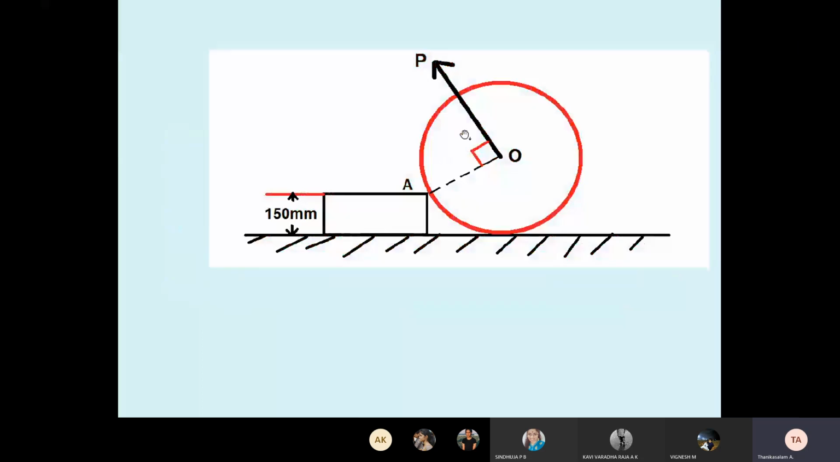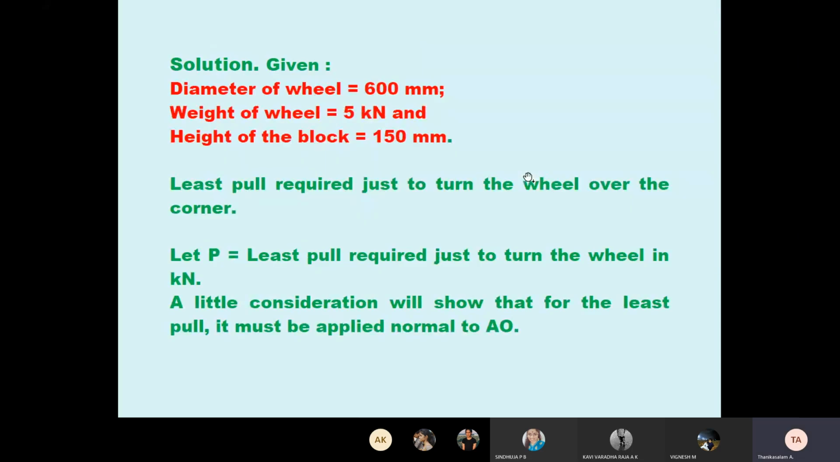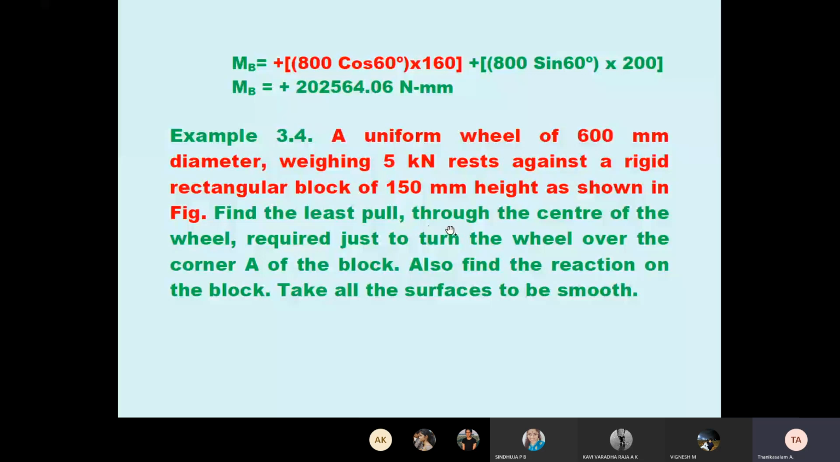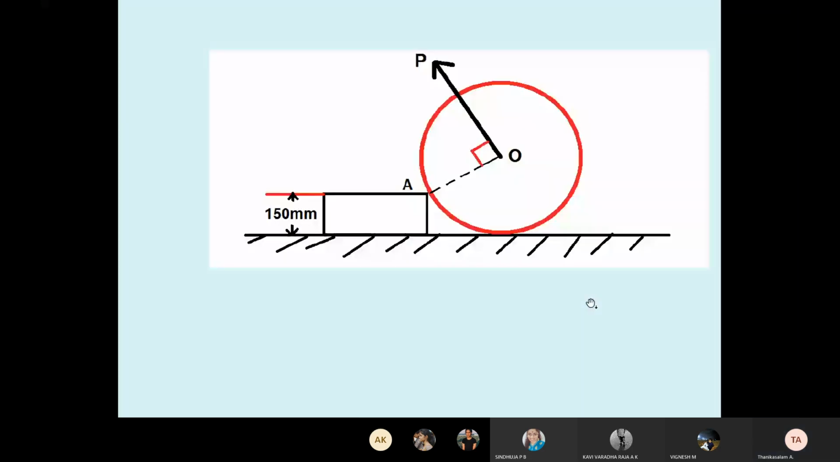So we know the diameter is 600 mm. Therefore, what is the radius? 300 mm. Students, diameter 600 mm, therefore radius 300 mm. They asked, find the least pull through the center of the wheel required just to turn the wheel over the corner A of the block. This line is very important. Also find the reaction on the block. Take all surfaces to be smooth.